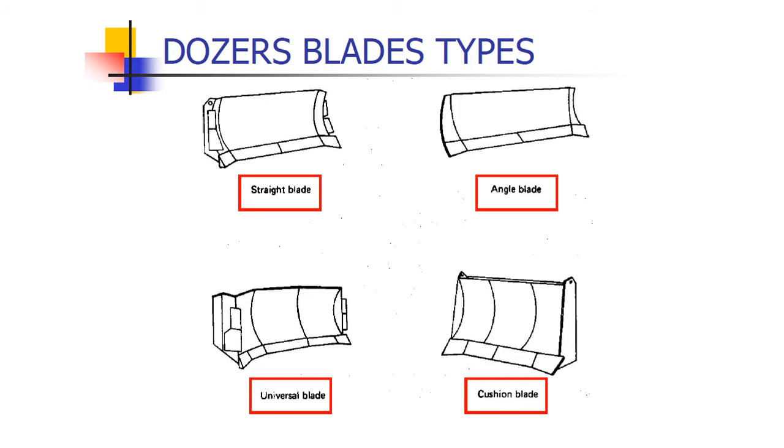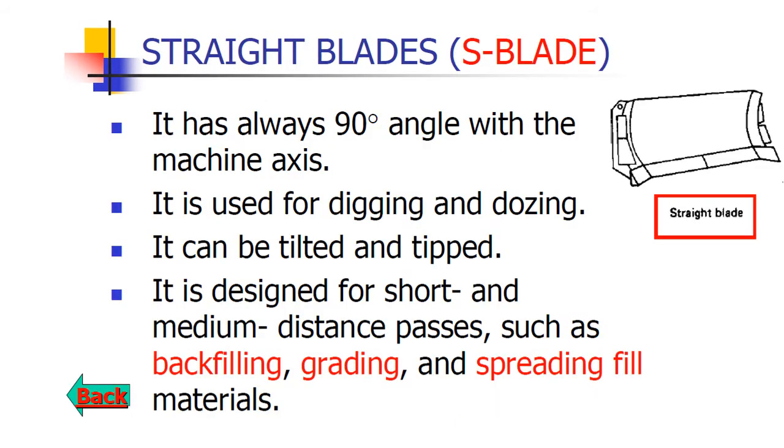The universal blade is a little bit curved. The cushion blade is of a higher height, however a smaller width, and it has more stiffness within it. And we're discussing the function of the straight blade.